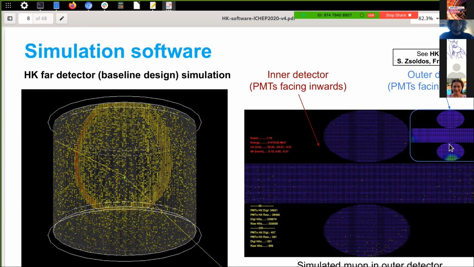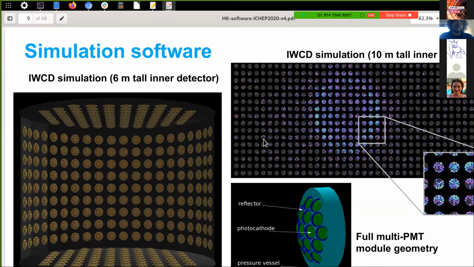And here are some examples with the intermediate detector. Here you can see the multi-PMT simulation. And this is actually two different designs for multi-PMTs to optimize that design. We're also looking at different designs for the detector itself based on the size of the detector. And here you can see how these multi-PMTs give a much greater granularity of what's happening in the Cherenkov ring.